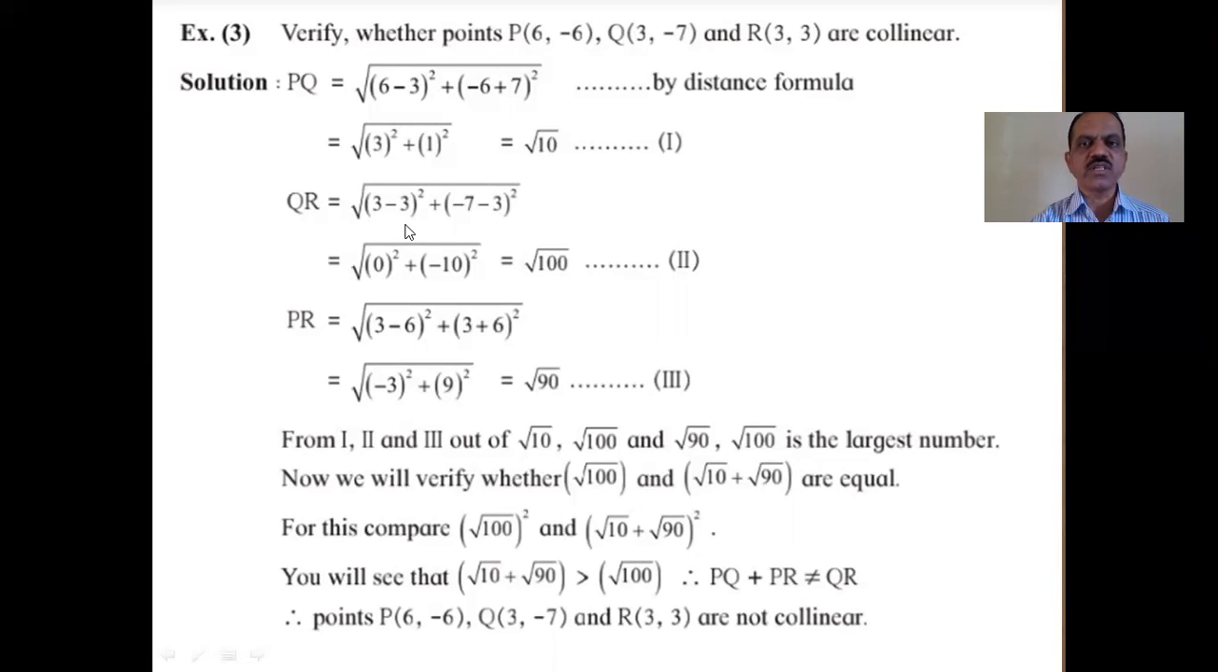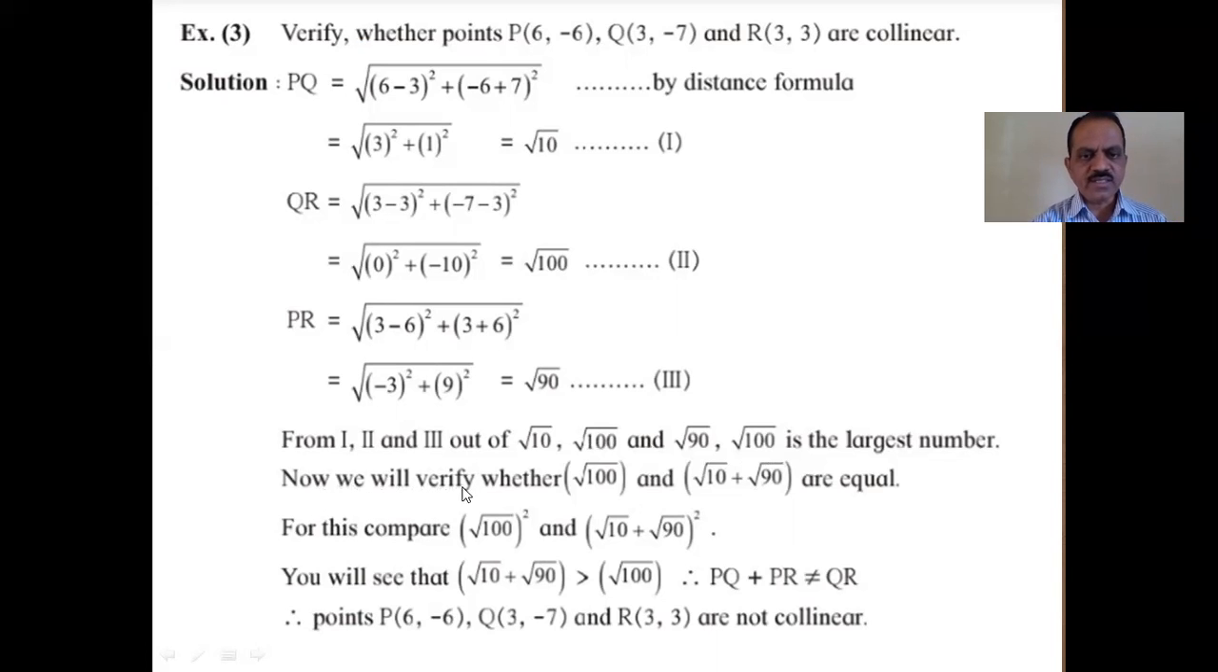Distance QR: substitute in the distance formula with these values, and we get the square root of 100. Then we find the third segment PR, substituting the values of the coordinates of points P as well as R in the distance formula, and we get the square root of 90. These are the distances of the segments PQ, QR and PR. Out of root 10, root 100 and root 90, root 100 is the largest number.